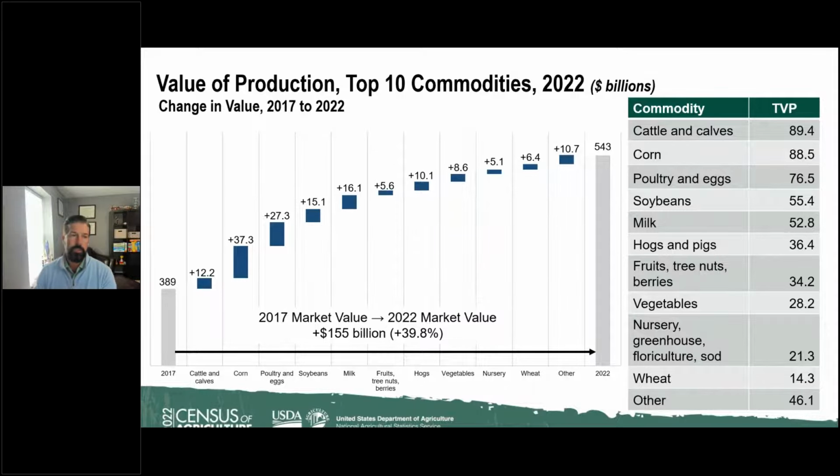Moving across, you can see that there are only increases, no decreases in the top 10 commodities. This is unusual. Typically, there are some increases and some decreases. The table on the right shows the actual total value of production for each of those top 10 items. Next slide, please.